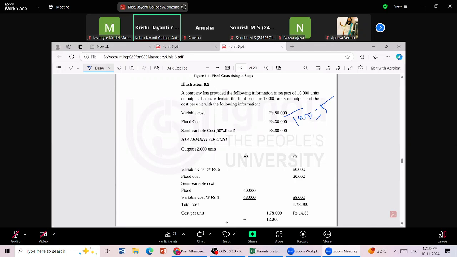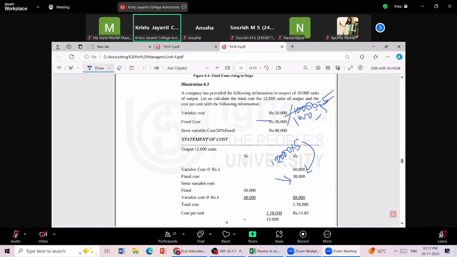So the variable cost: 12,000 into 5 rupee, 60,000 is my variable expense. How did I get 5 rupee? Because 50,000 divided by 10,000, so per unit is 5 rupee. So it is 60,000. Fixed cost, whether 12,000 unit or 20,000 unit, remains the same, which is 30,000. So 30,000 as it is.